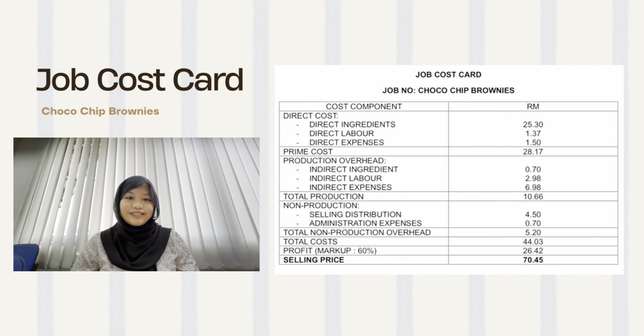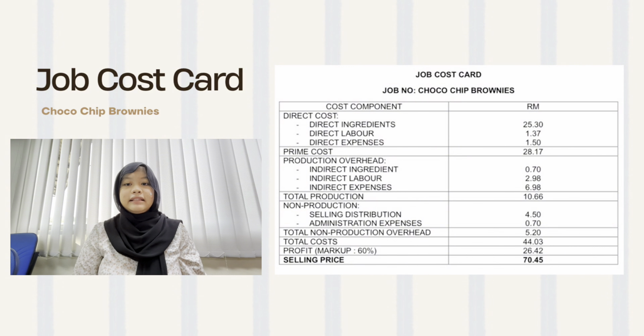Next, I will explain the job cost guide for our product, which is the choco chip brownies. First, let's look at the direct costs. These are the costs that can be directly traced to the production of the brownies. The direct ingredients cost is 25 ringgit and 30 cent, which is the highest cost because it includes the main baking ingredients. The direct labor cost is 1 ringgit and 37 cent, representing the wage paid to workers who make the brownies. In addition, the direct expenses are 1 ringgit and 50 cent. This gives us a prime cost of 28 ringgit and 70 cents.